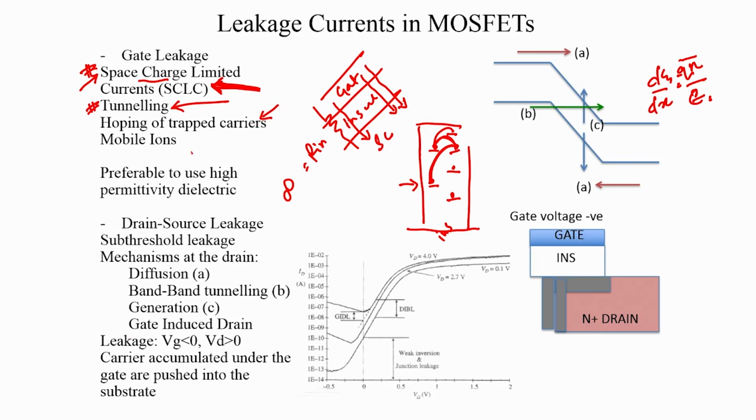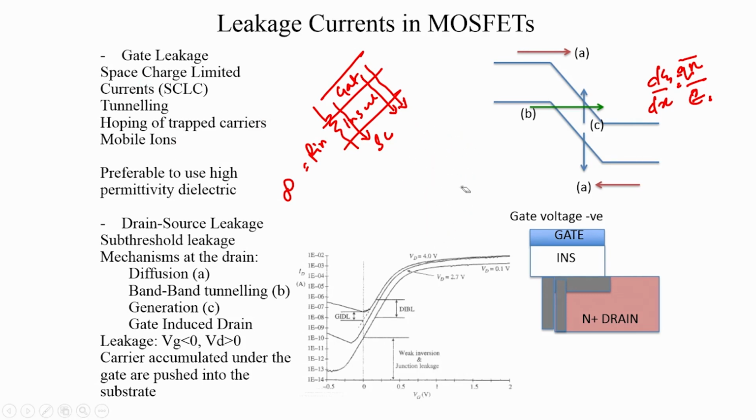And finally, you have mobile ions which can also contribute to gate currents. So, these are the different mechanisms through which you have currents through the insulator. Now, when we scale down the MOSFET, the idea is to scale down W, L as well as Tox. And when the thickness of the oxide is scaled down by a factor of K, mechanisms such as tunneling and space charge limited currents are all supposed to increase, and they will increase quite significantly. So, what is the option?